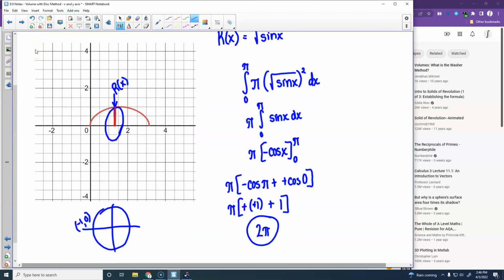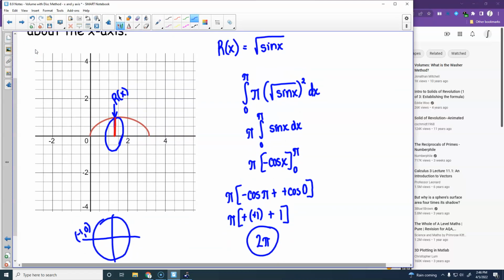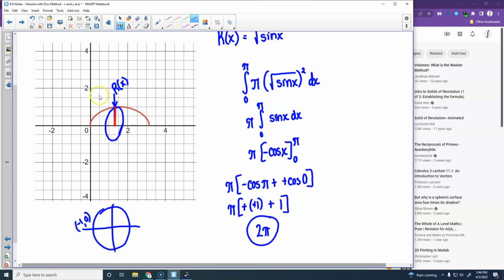Okay, questions? So 2 pi is the volume of the shape. Yeah, so this football shape we're going to get whenever we rotate that is going to have a volume of 2 pi.